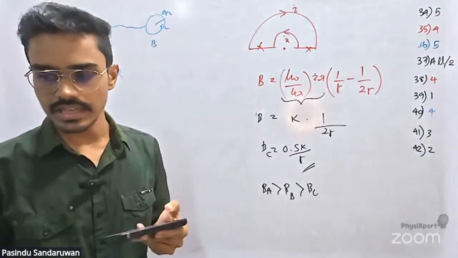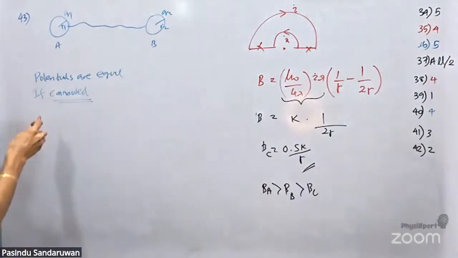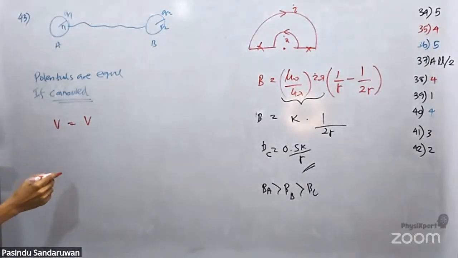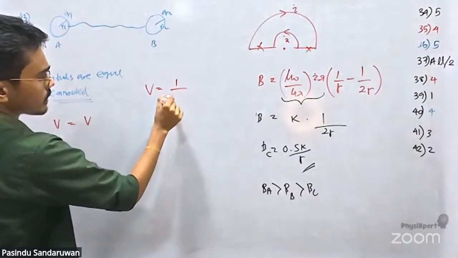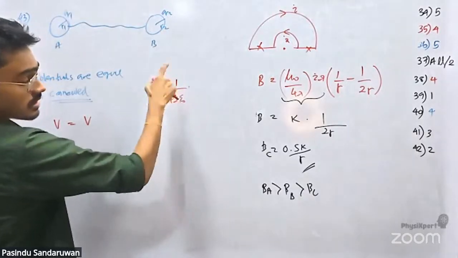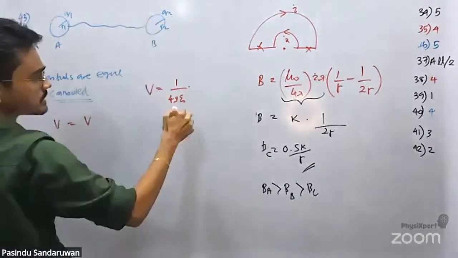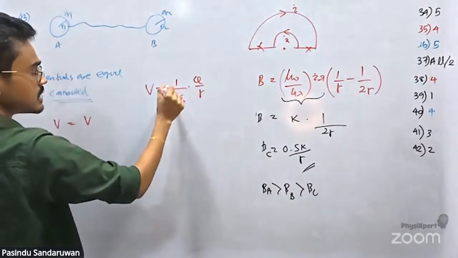Since potentials are equal, now from this we can get a relationship between Q and R. See? Then V equals V. The potential of an electric field is written as 1 over 4 pi epsilon naught Q over R. This is the potential at the surface of a sphere, right? This is the basic equation. This is a constant.